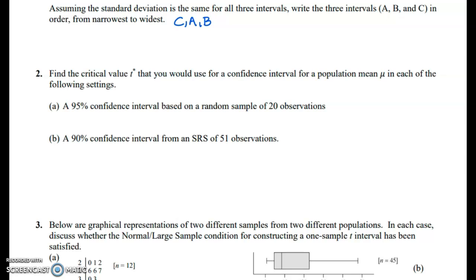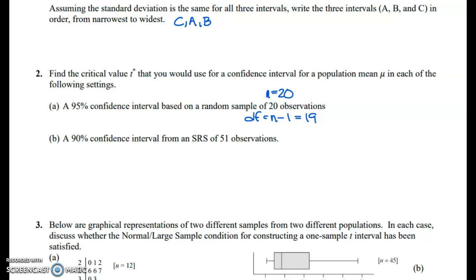The confidence level for this first one is 95. It tells you the sample size. This observations tells you that 20 is your sample size, or n equals 20, but you need to know your degrees of freedom. Your degrees of freedom is that sample size minus 1. So our degrees of freedom are 19. So we're going to go to our table and look for our critical values there.